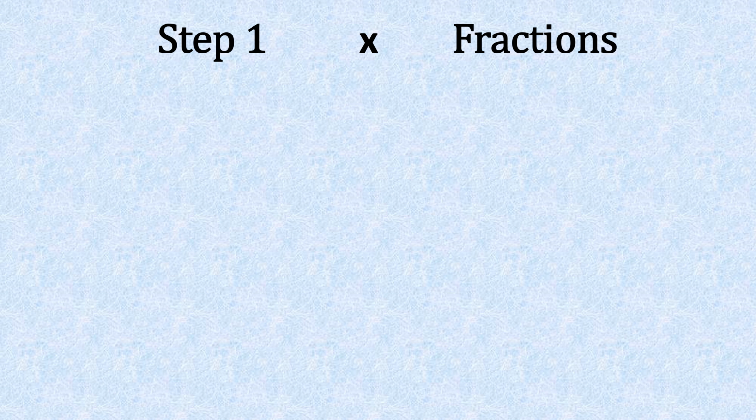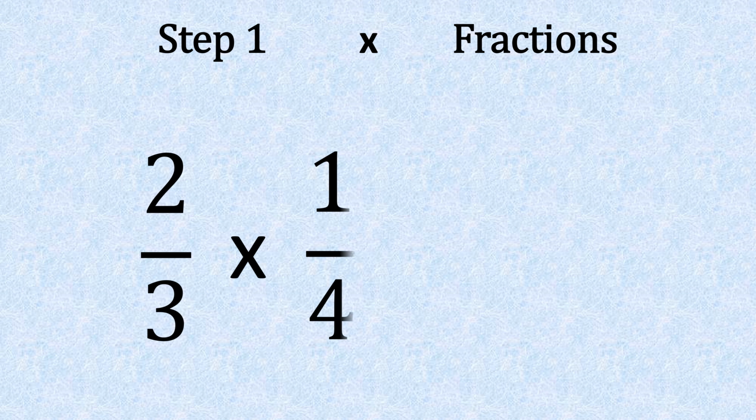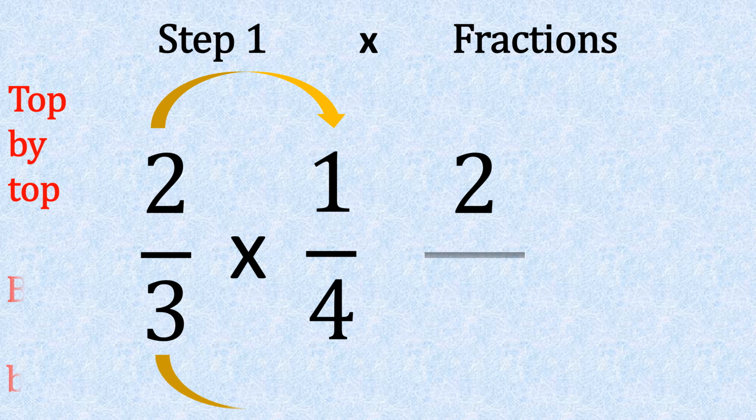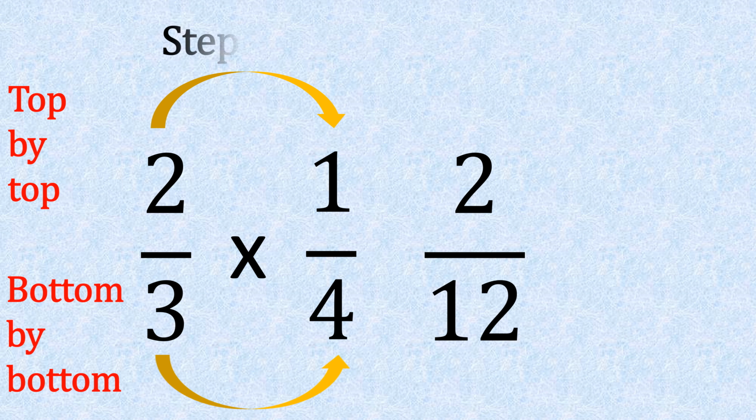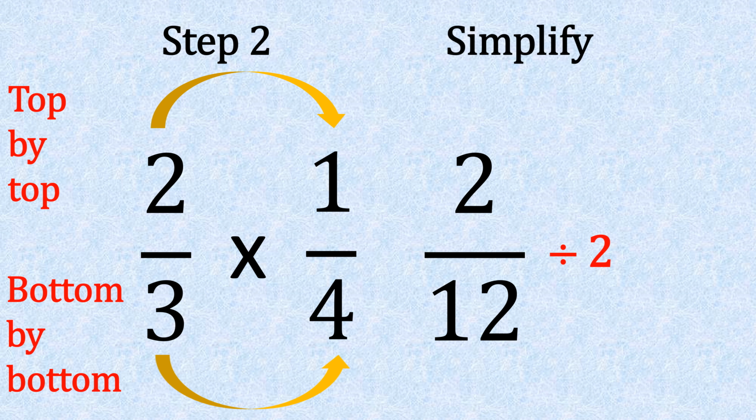Now, easy to remember when multiplying fractions: top by top, bottom by bottom. Let's times the top by the top. 2 times 1 gives us 2, and 3 times 4 gives us 12. So now we need to simplify 2/12. So we know 2 goes into the top and the bottom, so that gives us a fraction of 1/6.